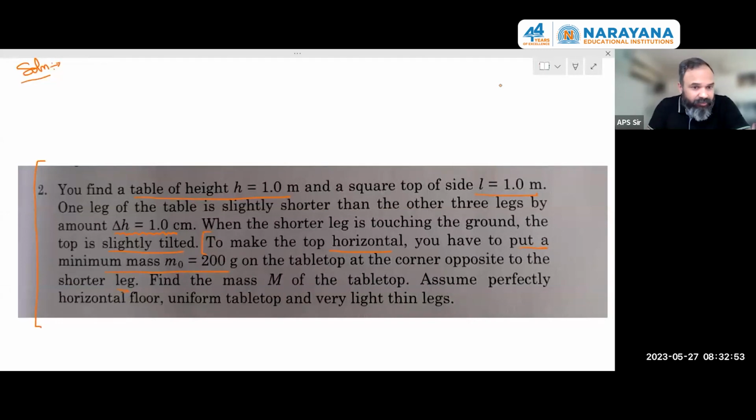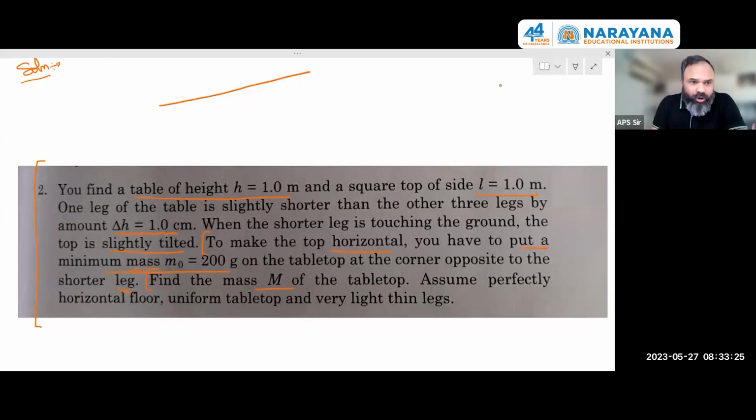If this happens with a minimum mass of m0, the question setter said, find the mass capital M of the tabletop. You have to assume a perfectly horizontal floor, uniform tabletop, and very light, thin legs. So I'm trying to draw the cross-sectional view of the tabletop across the diagonal. How do we feel the structure to be like? It's like a tilted tabletop. This is the diagonal of L root 2.